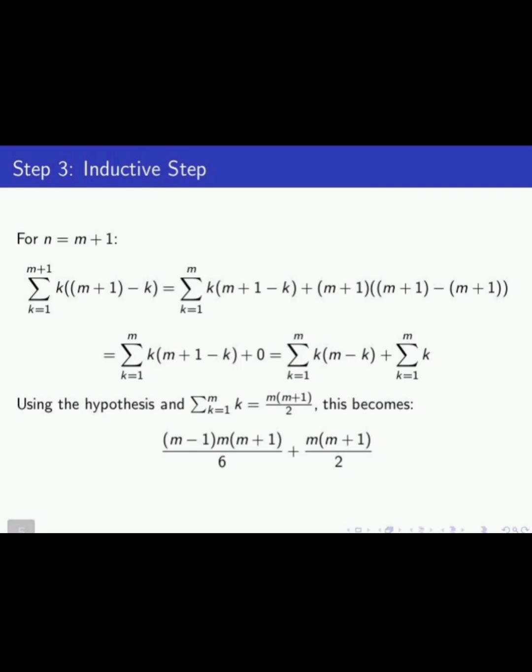Now at the other end, if you check the other end, you notice that m plus 1 minus m plus 1 will give you 0. So we are left with summation of k m plus 1 minus k. Are you getting it? So most of us probably might be confused at the first line.